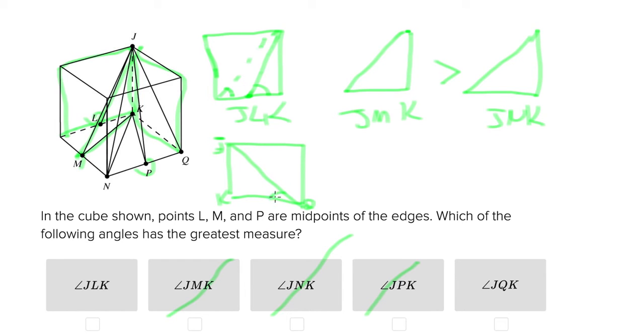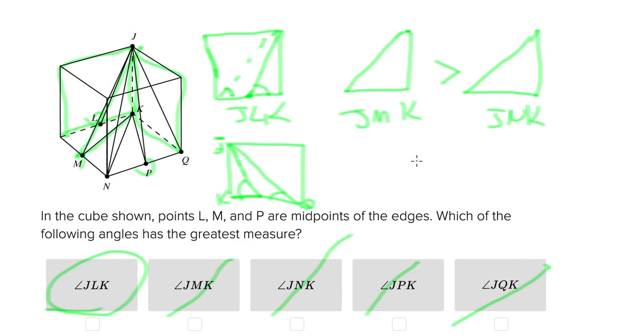But then something you realize very quickly is that this is simply the same as this triangle that we've been comparing JLK to all along, just inverted. And if we were to have JLK inverted here, we would have it here, and it would be a greater angle. So it looks like pretty decisively JLK has to be the angle of the greatest measure, and we've already canceled out all of the other options.